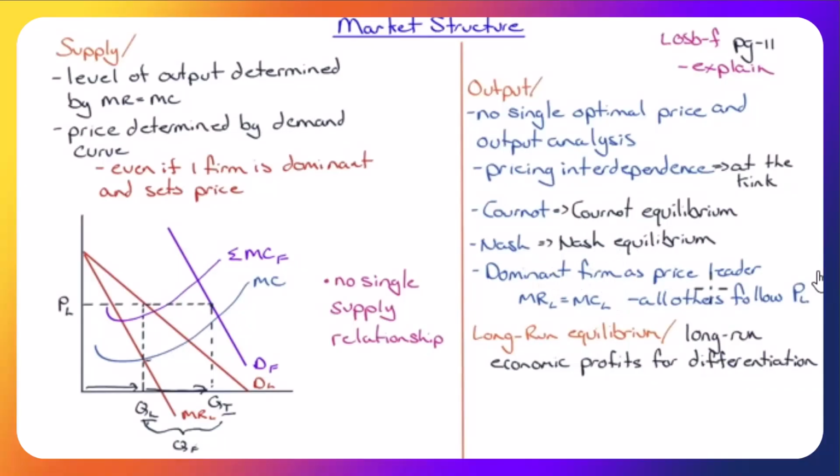If the dominant firm is the price leader, marginal revenue equals marginal cost of the leader firm. We'll set the quantity for the leader, and we'll also set the price based on the leader's demand function. All others follow the price of the leader. In long-run equilibrium, long-run economic profits are available. In the long run, they're still available for differentiation.